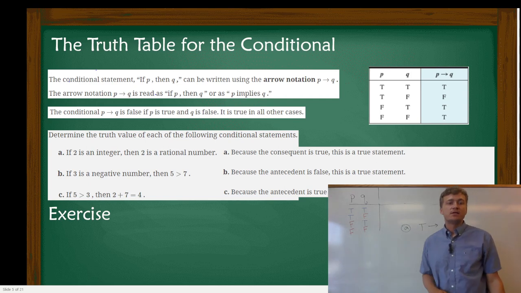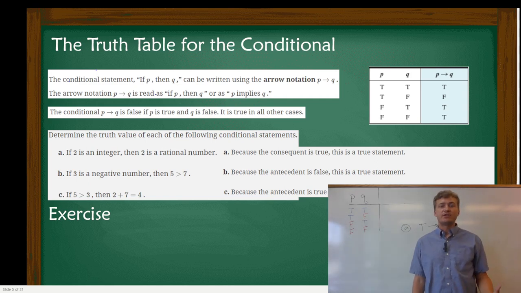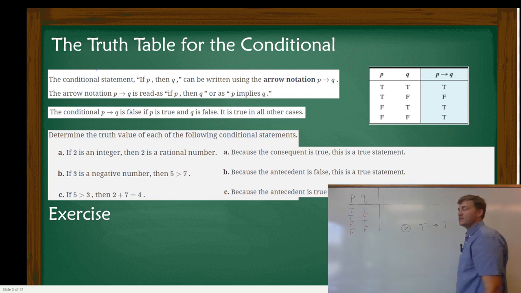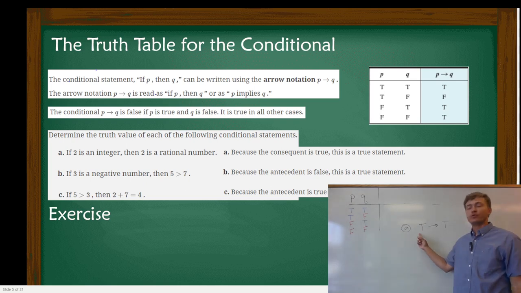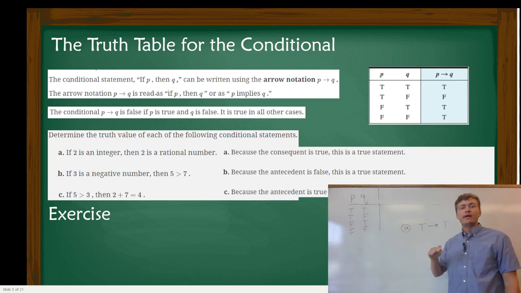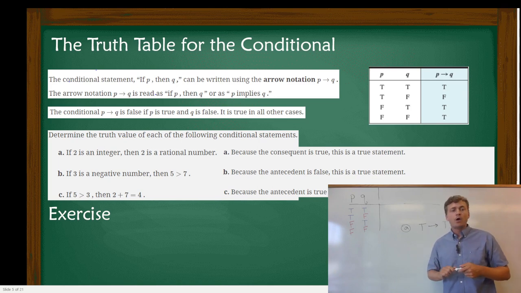Now, what about the consequent? 2 is a rational number. Well, 2 is a rational number. It can be written as a fraction, 2 over 1. So in this case here, for part A, we have that true implies true. And in our row 1, we see that if we have true implies true, then that statement itself is true as well. We go to part B.